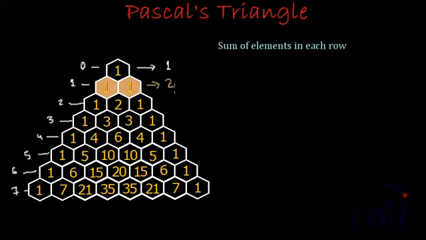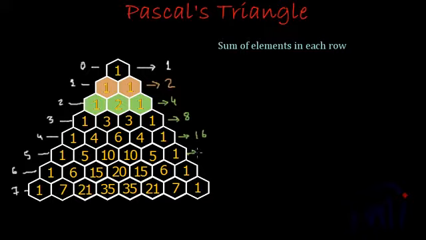And for the first row, we have two elements, and the sum of these two elements is 1 plus 1, 2. And if I take the second row, there are three elements, 1, 2, and 1, and 1 plus 2 plus 1 will give us 4. Similarly, if I add all the elements of the third row, 1 plus 3 is 4, 4 plus 3 is 7, 7 plus 1 gives us 8 as the sum. And if I add all the elements of the fourth row, I'll get the sum as 16, right?